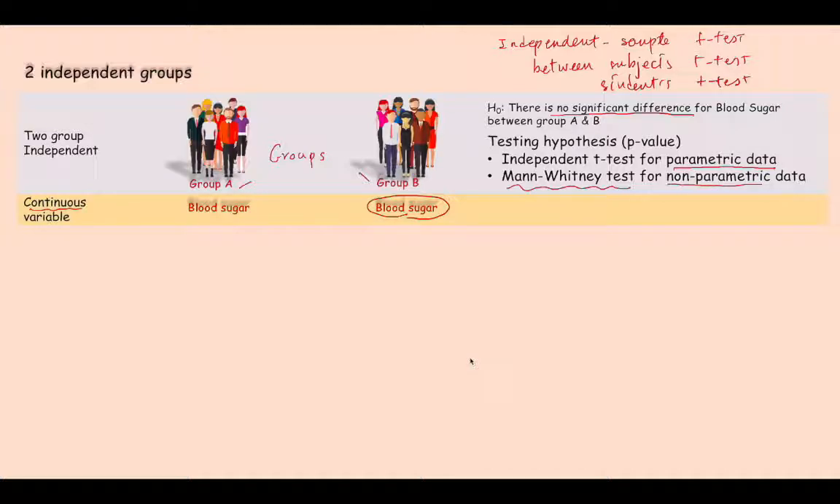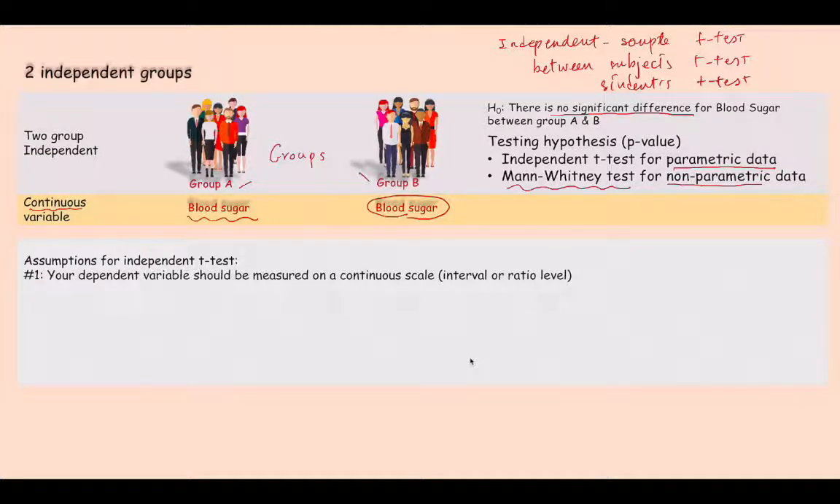And here, for example, you could use the independent t-test to determine whether the mean of the measured blood sugar differed between group A and group B. We need assumptions to be able to use the independent sample t-test.